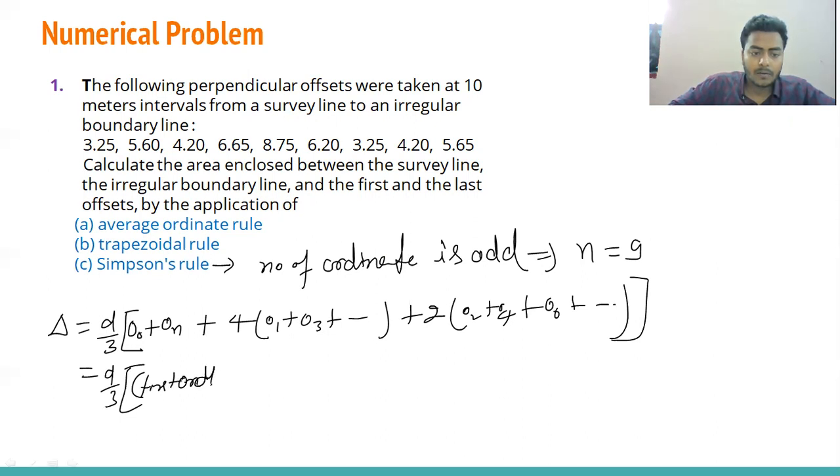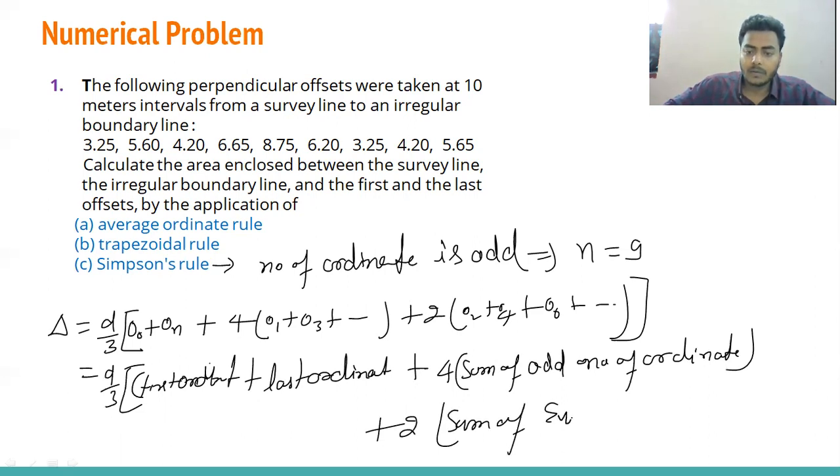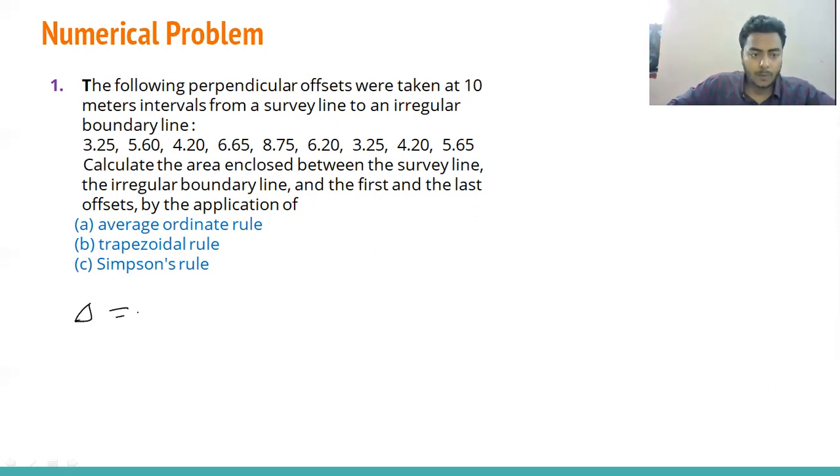First ordinate plus last ordinate, plus 4 into the sum of odd number ordinates, plus 2 into the sum of even number ordinates. Okay, so we can now put the values.